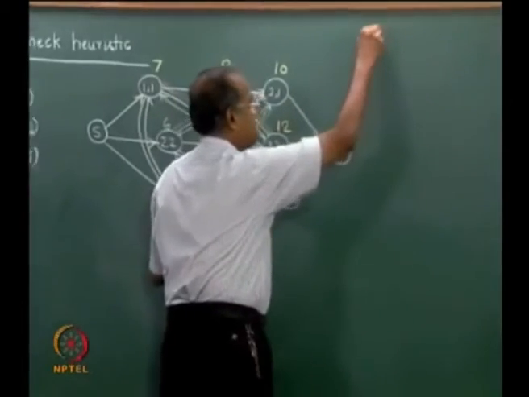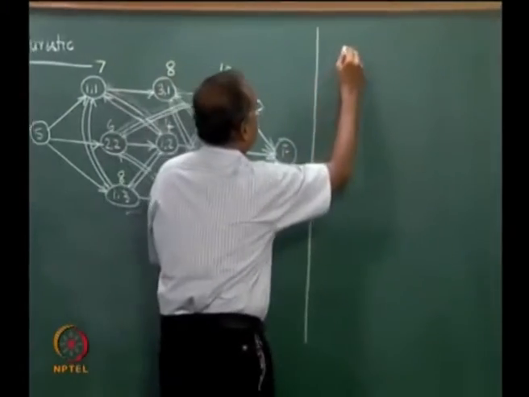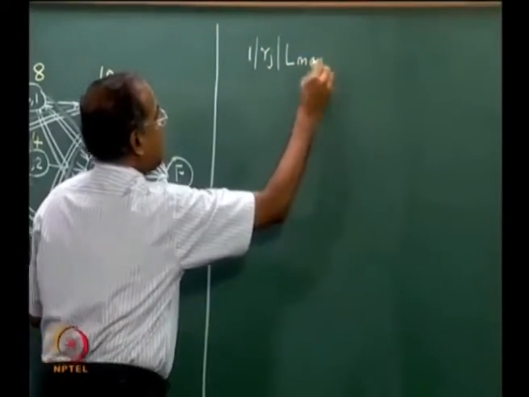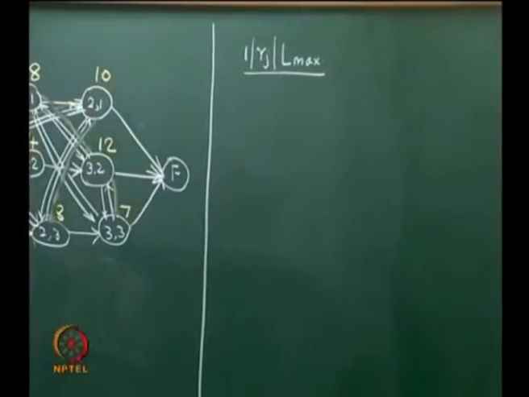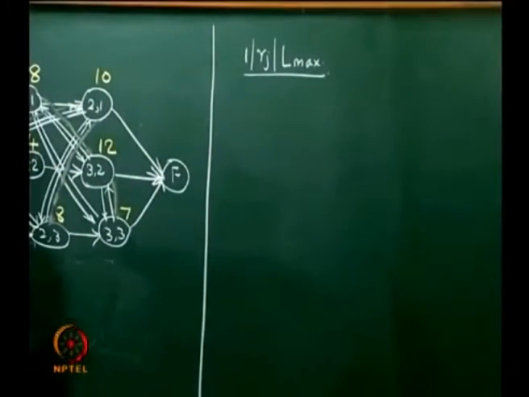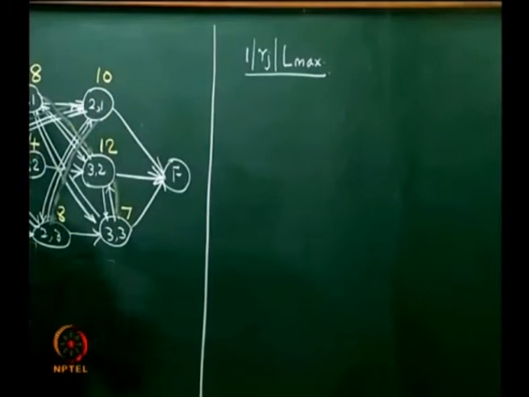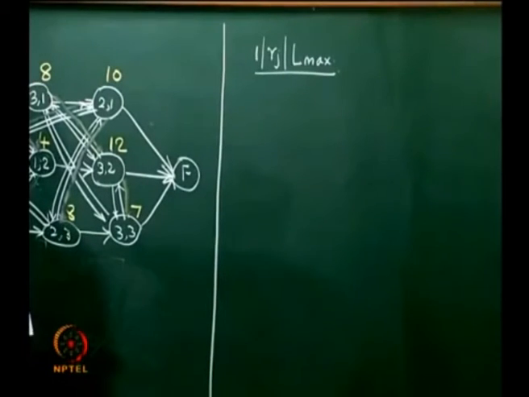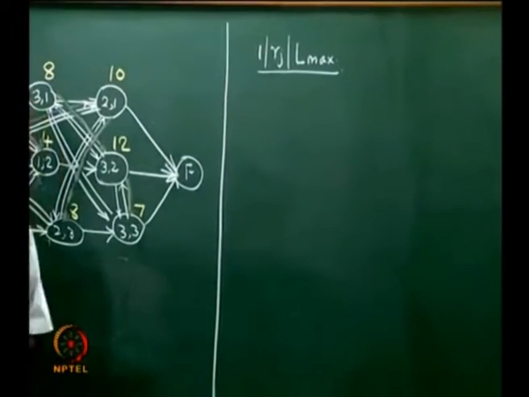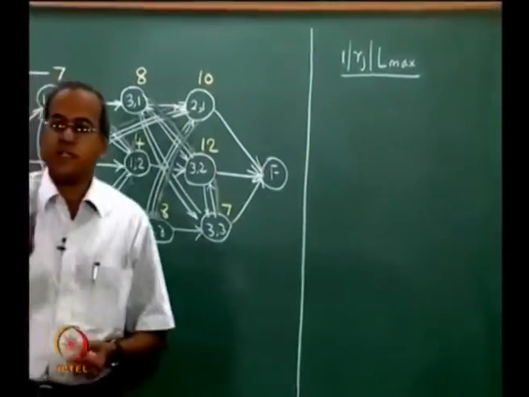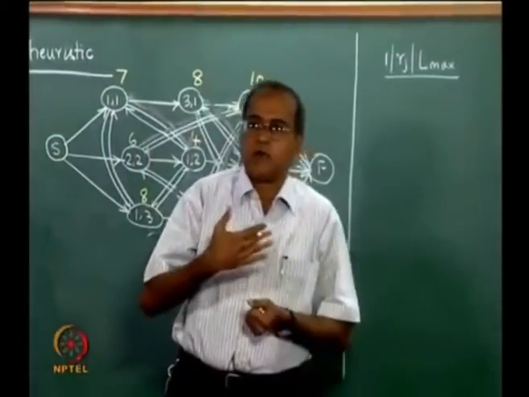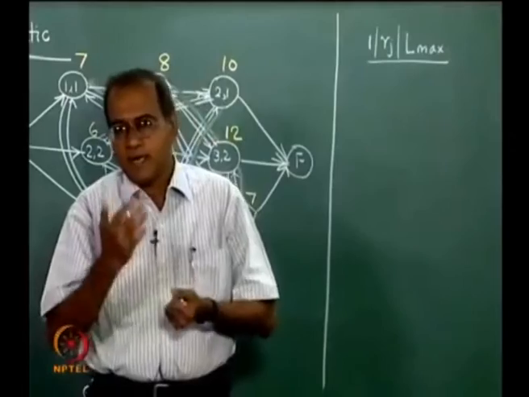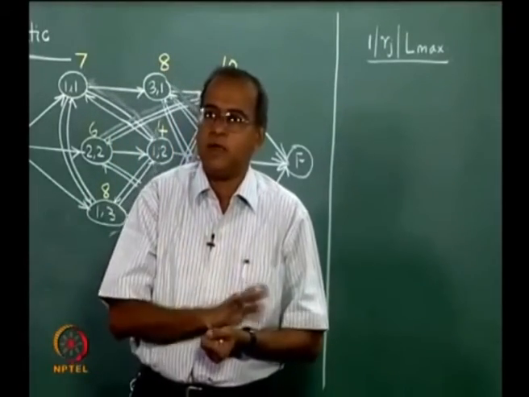So let us go to the other sub problem, and this sub problem is called the 1 | r_j | Lmax problem. It means 1 stands for a single machine, r_j stands for release times of jobs, and Lmax stands for maximum tardiness. So the sub problem that we will look at is a single machine problem with release times. It means all jobs are not available at time equal to 0, but the times at which the jobs are available are known.